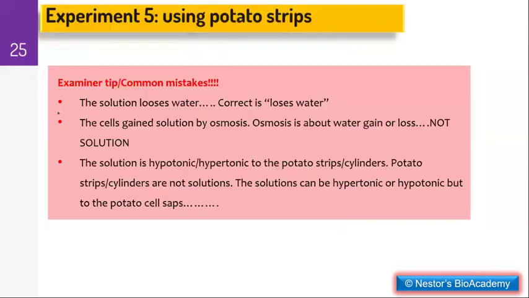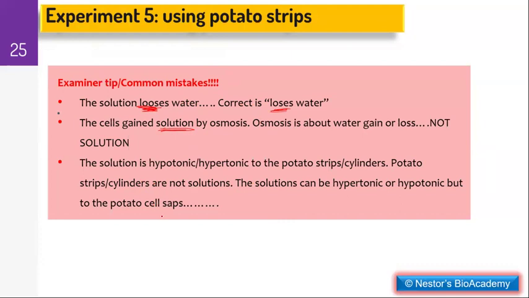So the various mistakes to always be very wary of in these experiments are, number one, as we have pointed out earlier, it is going to be wrong to say the solution loses water or the cells lose water. The correct biology and correct statement there is that the cells lose water. Again, it is wrong to say the cells gained solution by osmosis. We have stressed on that already.